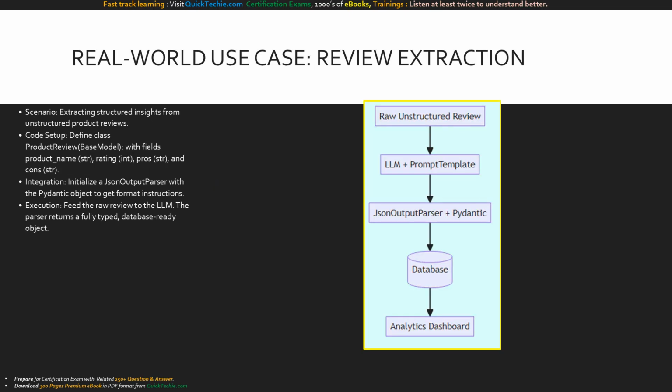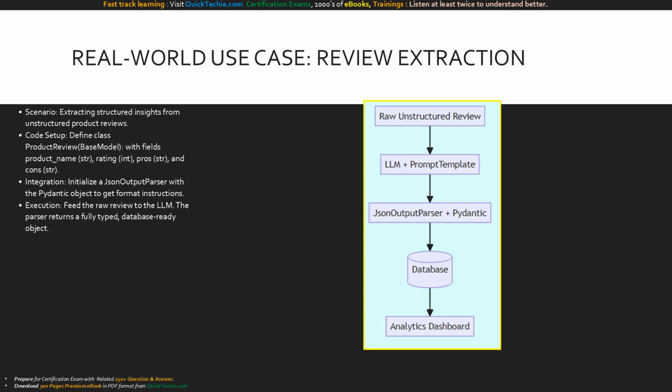Imagine you are building a data pipeline to analyze thousands of unstructured customer reviews. You need to extract specific metrics for a database. You create a Pydantic class called product review with strict fields, a string for the product name, an integer for the rating out of 5, and strings for the pros and cons.